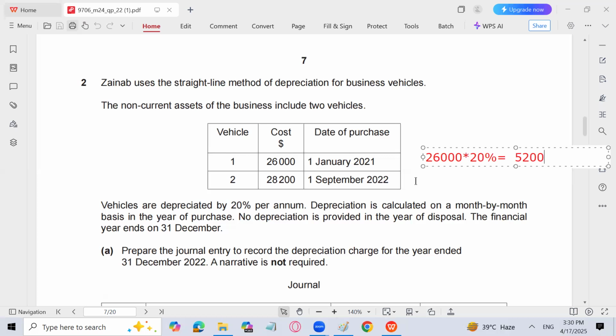And the second vehicle has been purchased in 2022 on 1st September. So the depreciation is 28,200 multiplied by 20% multiplied by how many months? Because we have a month-to-month basis in the straight line method, cost method. So 28,200 into 20% into September, October, November, December, 4 over 12. So 4 over 12. What is the amount? 1,880.